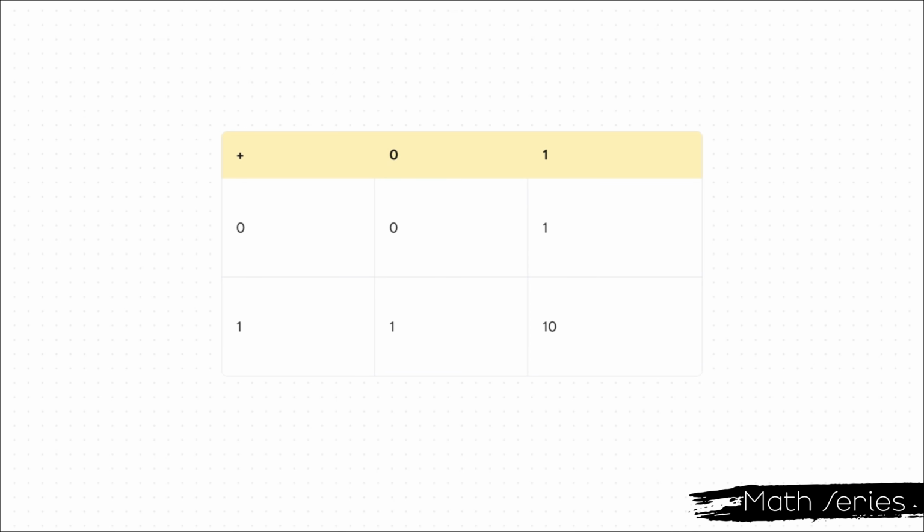0 plus 0 is 0. 0 plus 1 is 1. But check out that last one. 1 plus 1 equals 10. Now, that is not the number 10. In binary, 10 is how you write 0 and carry the 1 over to the next column. Sound familiar? It's the exact same thing we all learned in grade school.